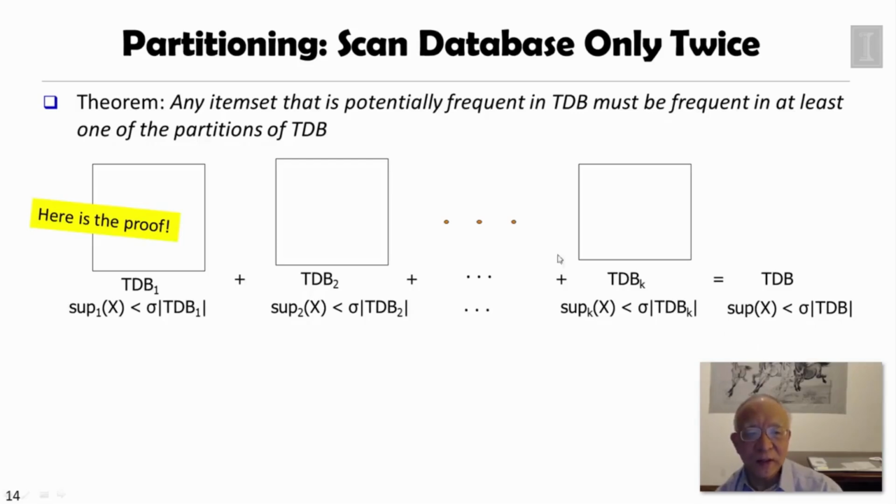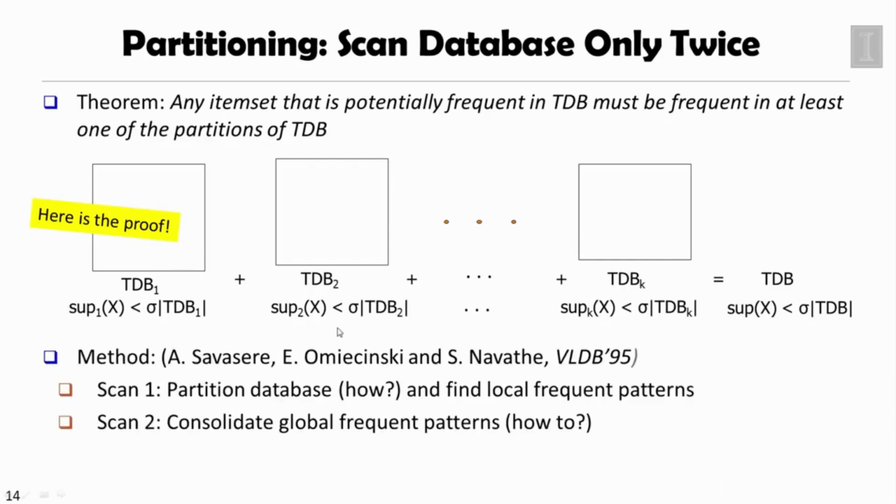That's why at least one of these database partitions must be frequent. With this observation, you can see this partitioning method will need only 2 scans. The first scan is you partition the database into K partitions. How do you partition them? Each partition you want to fit into the main memory. Why? Because no matter how you scan them, you will not involve any database IOs.